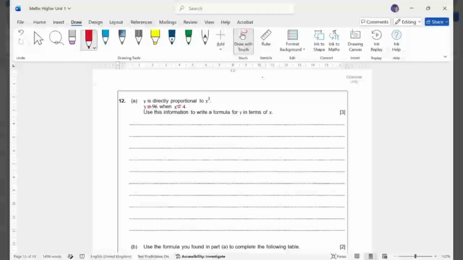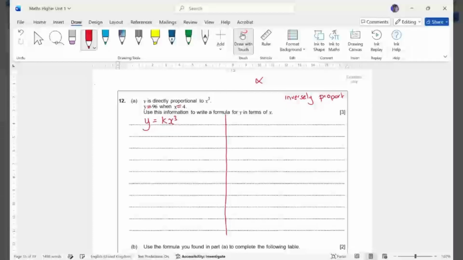This is what I called with my class the fishy question, the proportional question. You wouldn't get this in numeracy, but you will in maths. y is directly proportional to x cubed. If it's directly proportional, you write k times x cubed. However, I am going to run a simultaneous question here if it was inversely proportional.